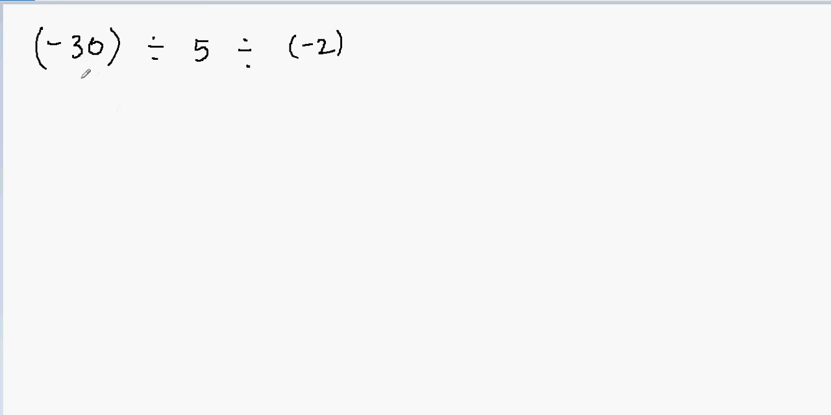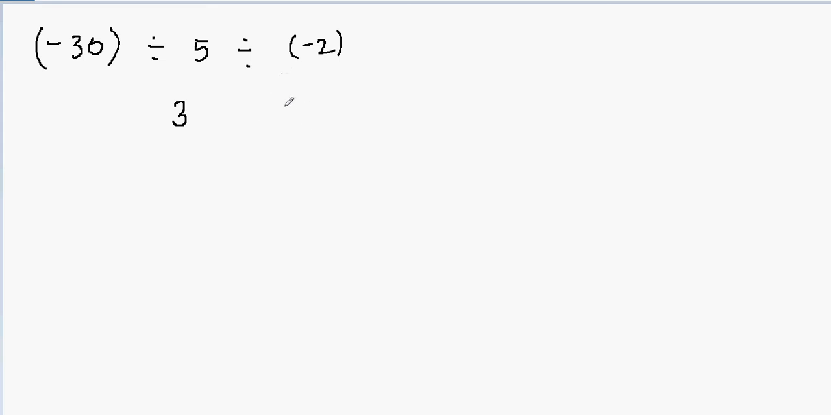Let's divide. 30 divided by 5 will give me 6. So I've got 6 here. Now 6 divided by 2 will give me 3. So that means my final answer will be 3, and it will be positive because I have 2 negative signs, an even number, and an even number of negative signs will give me a positive result.